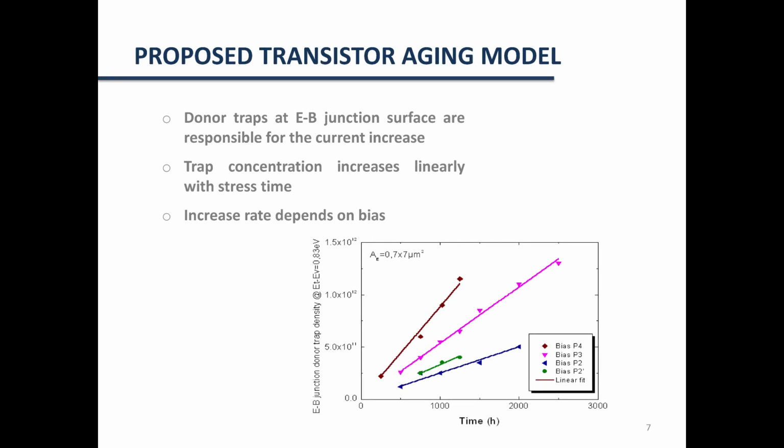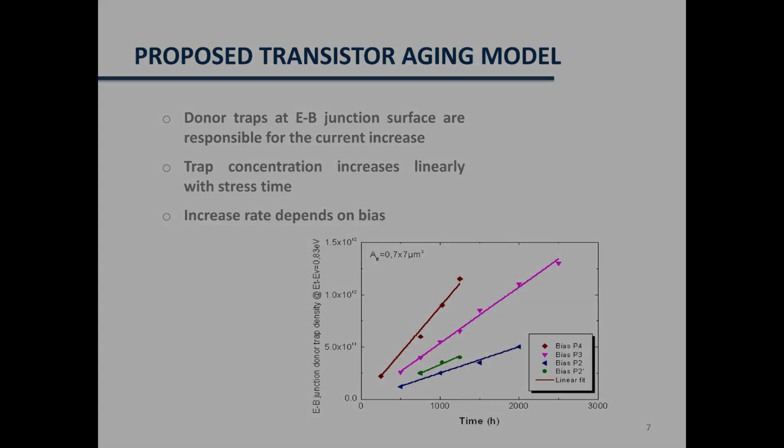If we have a look at the physics-based side, we might find that the mechanism responsible for the degradation is donor traps at the emitter-base junction surface, and they are responsible for this current increase. The trap concentration increases linearly with the stress time, and the increase rate depends on the bias. So this is what can be obtained during an analysis of the degradation mechanisms.